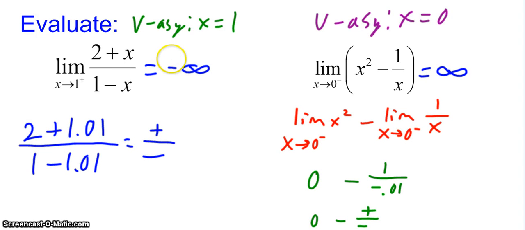Alright, so the first one here, I end up with an infinite limit of negative infinity. So how do I come up with that? This is the thought process that you want to go through. Okay, what's happening at x equals 1? There's a vertical asymptote. I know that because if I plug in 1, I'm actually going to get 3 over 0. That tells me vertical asymptote.